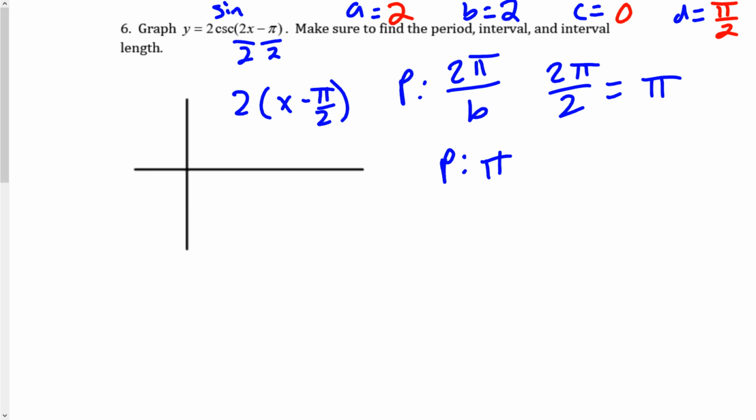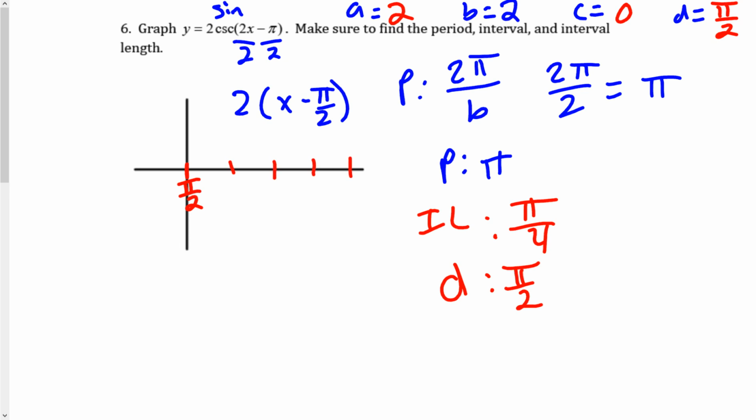So now I have my a, b, and c. I have my period because I took 2 pi divided by b. So I get pi. Now I can find my interval length by taking that period and dividing that by 4. So there's my interval length, pi 4ths. And so now I can find my start, which for sine or cosecant is always at d. And so that is pi halves. So I want to start over at pi halves. So you can turn this, instead of 0, just make it pi halves. That's fine. And now we're going to add to find our next 1, 2, 3, 4. So we're going to add that interval length, pi 4ths. So we need a common denominator, which is 2 pi over 4. We're going to add our pi 4ths to that.